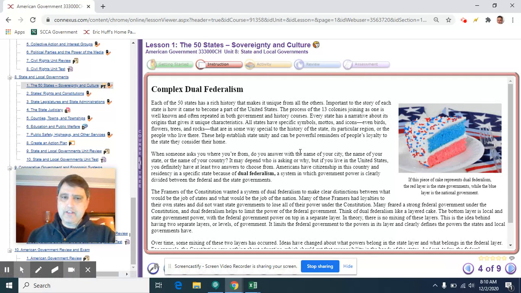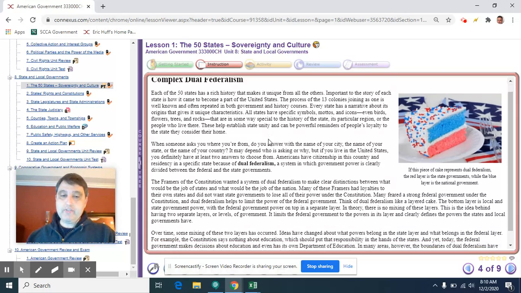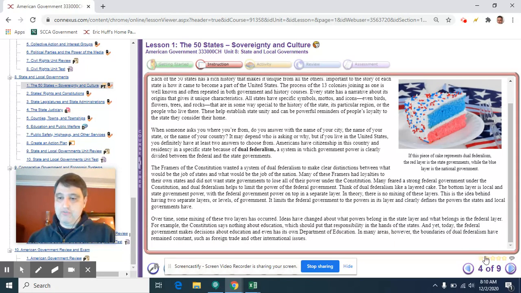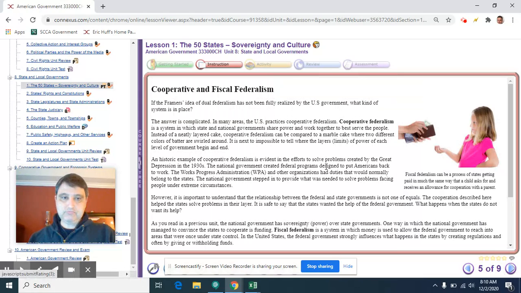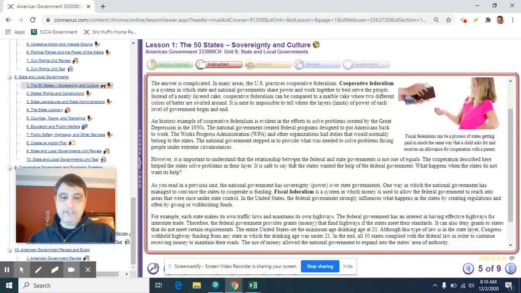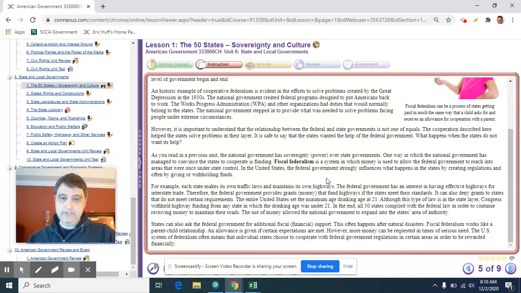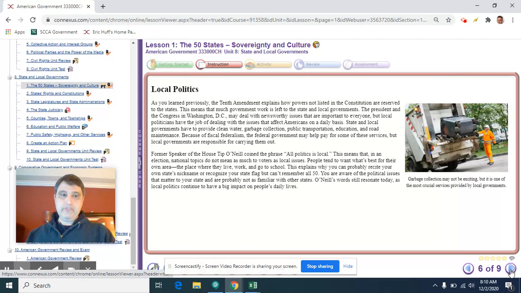And that's because we have this really complex system where the federal government doesn't have complete control. The states don't have complete control. They share some things, and we call that process federalism. In this unit, you're going to look at different types of federalism. So you have dual federalism, cooperative federalism, and fiscal federalism. As you're going through this unit, be sure that you pay careful attention to that, because you'll need to know the difference between all of those things.